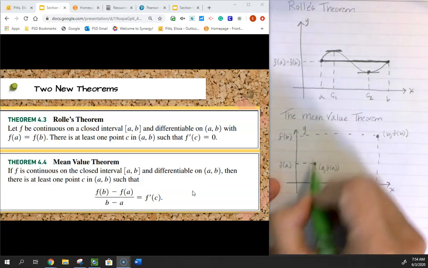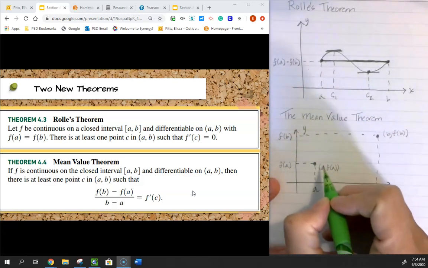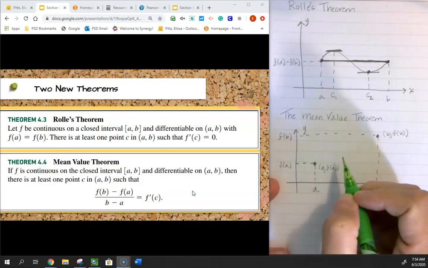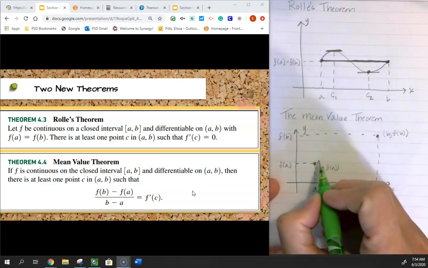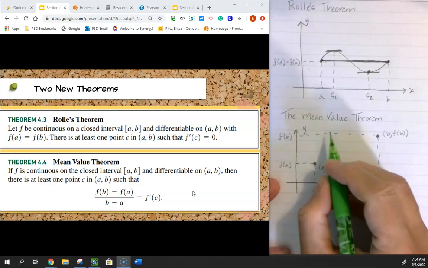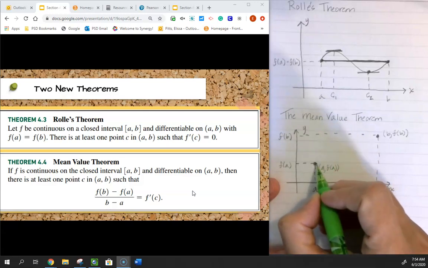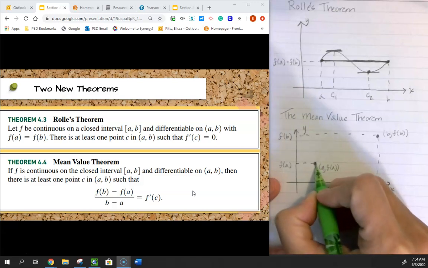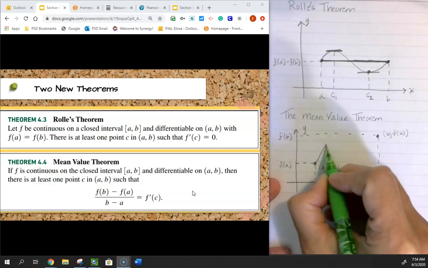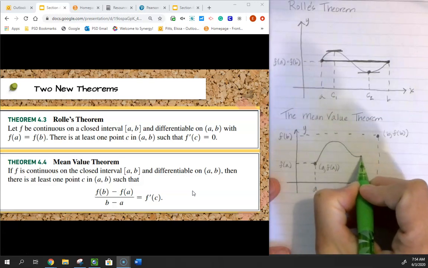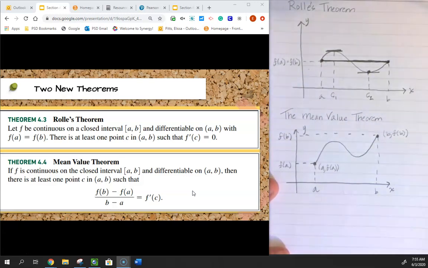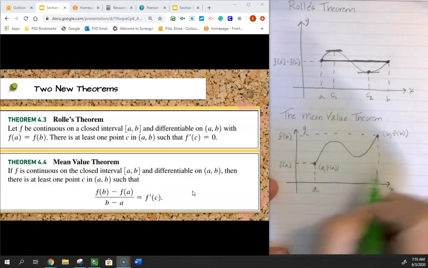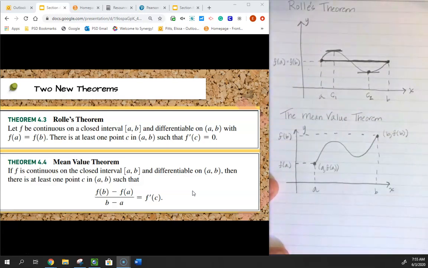I could draw something that was super wild and crazy in there, as long as it's continuous and differentiable. All right, so no sharp points, and no vertical tangent lines, and no holes or breaks in the graph. So I'm going to be kind of tame again, do something that looks like that. But really you could draw anything that's continuous and differentiable in between those two. It will work for any curve that meets those qualifications.